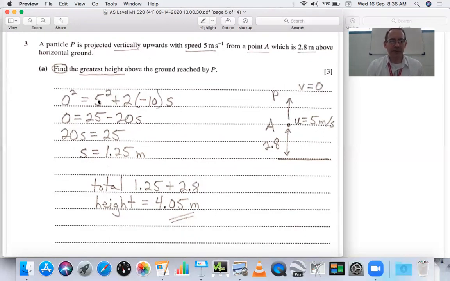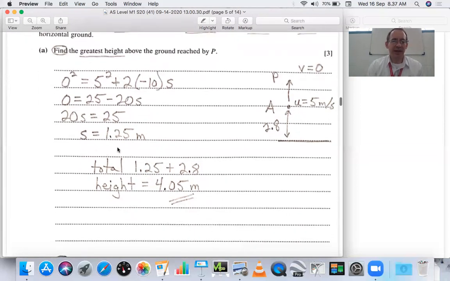So v squared equals u squared plus 2as. a is our acceleration due to gravity, which is pulling downwards, in the opposite direction, so -10. And then times the distance, and distance is what we're solving for. So when you work this out, you end up with a distance of 1.25 meters, and you need to remember that was from the perspective of A. So the 1.25 is how far P goes above A.